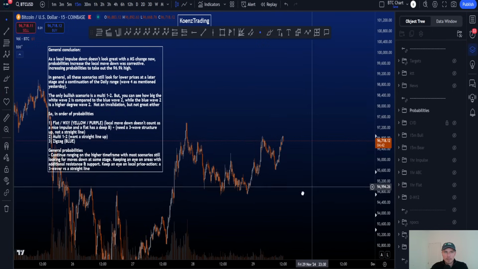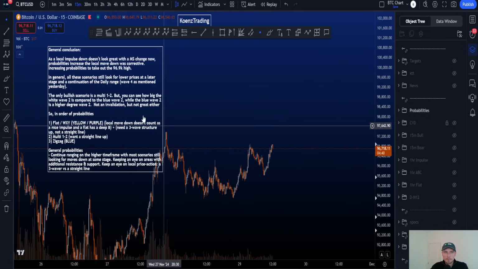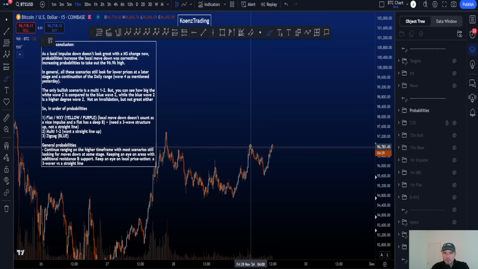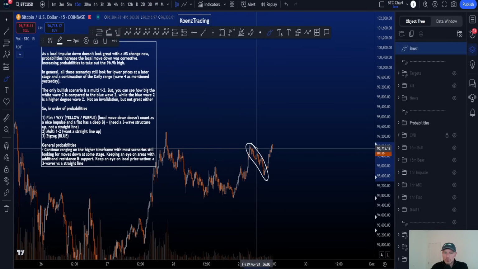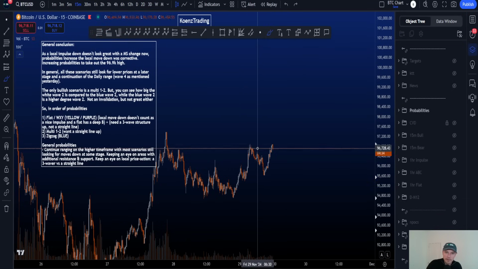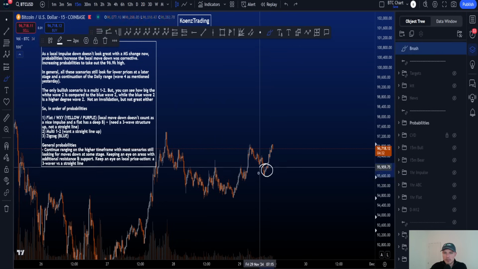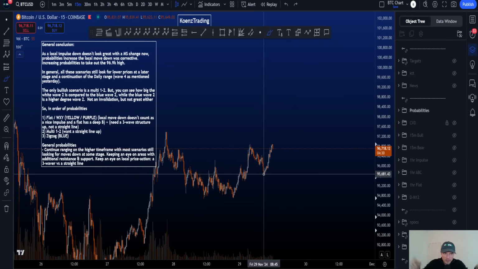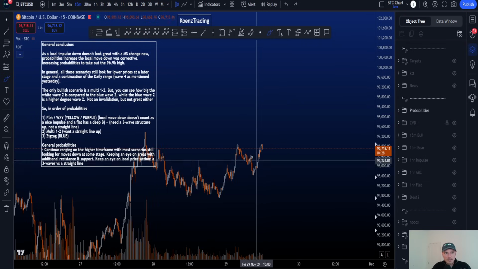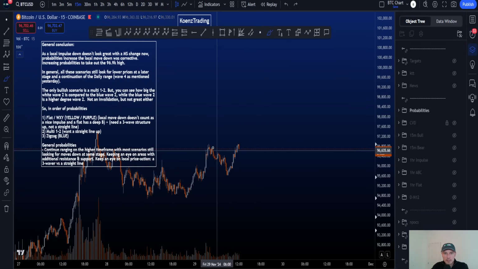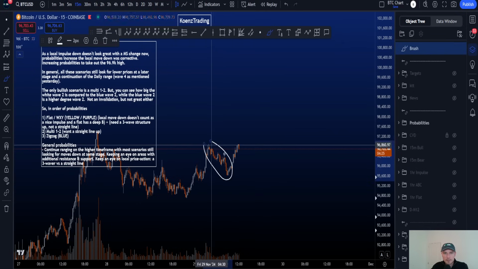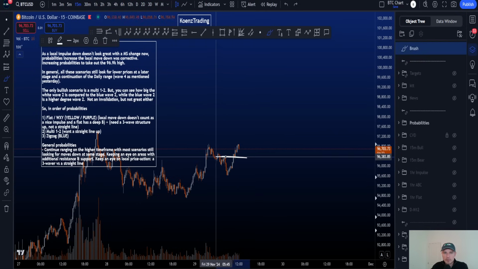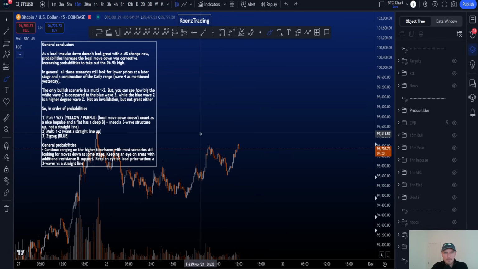Okay. So on the 15-minute time frame, a local impulsive move down, which was this one here. The moment I wrote this, I wrote it to silver a little bit earlier when price was still down here. That's when I was typing. So the local impulse down doesn't look great, especially with a market structure change now. It was coming because of the move up here.